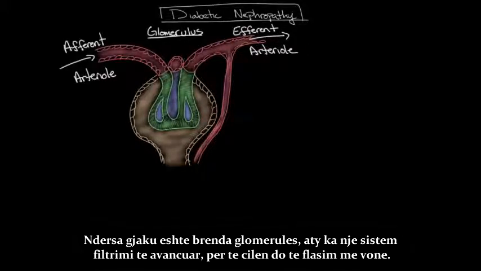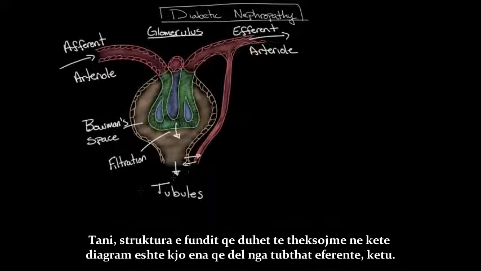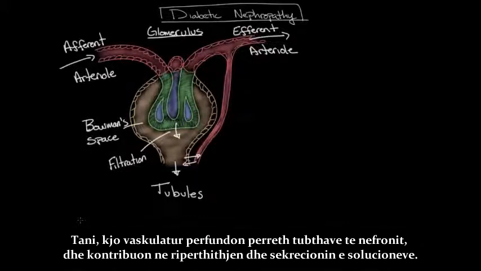And while the blood is within the glomerulus, there's this advanced filtration system, which we'll talk about more in a minute. And the filtered fluid that exits the blood is known as the filtrate, and it collects in Bowman space before it enters into the tubules of the nephron, where further reabsorption and secretion occurs before it exits the kidney into the ureters as urine. Now, one last structure to point out in this diagram is this vessel coming off the efferent tubule here. Now, this vasculature actually wraps around the tubules of the nephron and contributes to the reabsorption and secretion of solutes.